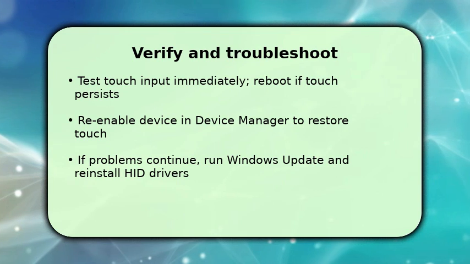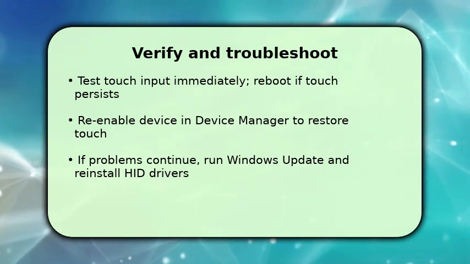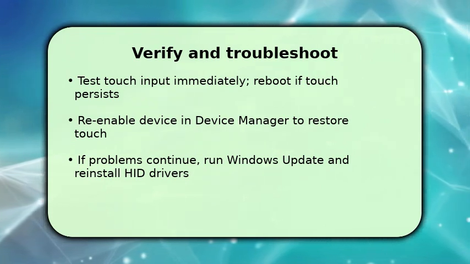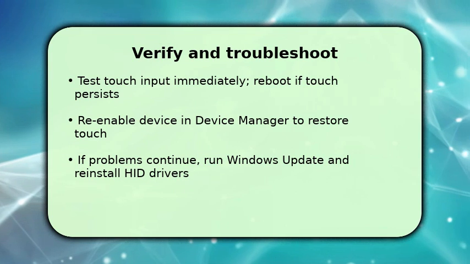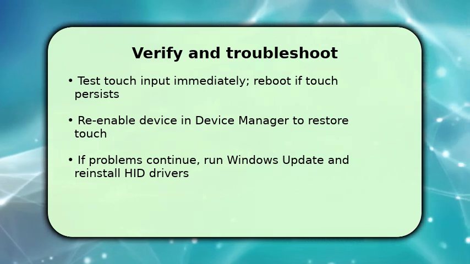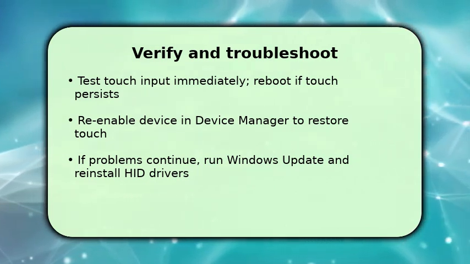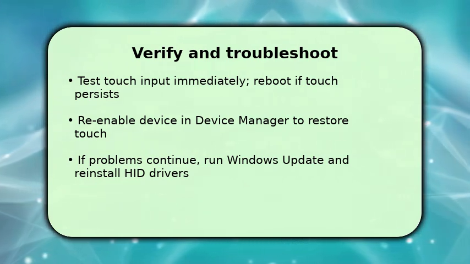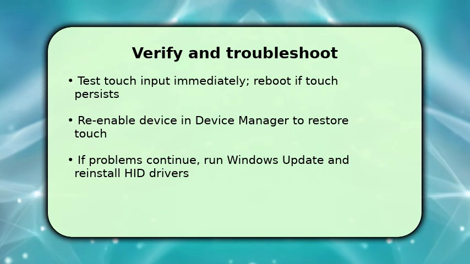To restore, open Device Manager, right-click the same HID entry and choose Enable Device. If disabling fails or breaks input, run Windows Update and reinstall the HID-compliant touchscreen driver. That often fixes driver corruption. Make sure to keep a keyboard or mouse handy in case you need to navigate while touch is disabled.